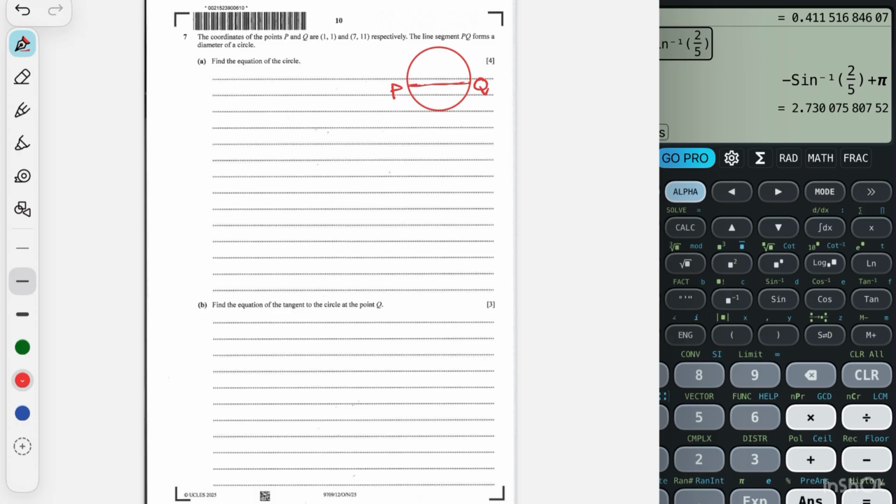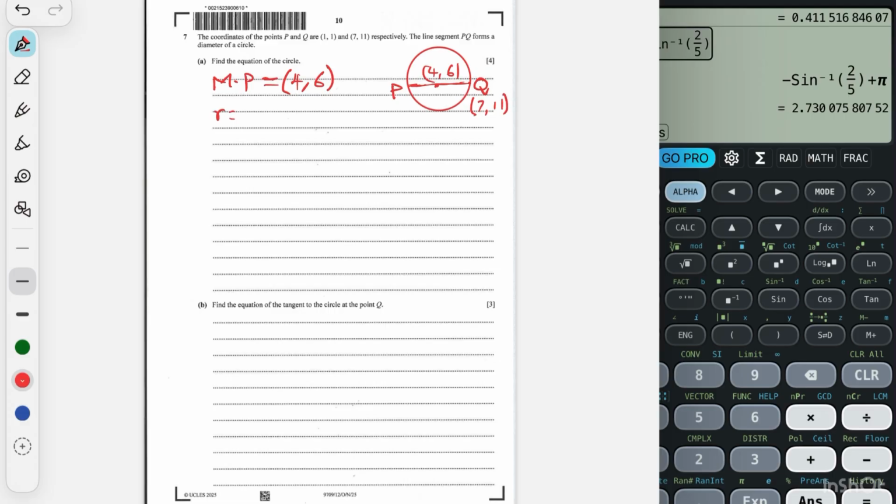So we need the midpoint. The midpoint will be 7 plus 1, 8, 4 plus 6, 10. So 7 plus 1 is 8, 8 divided by 2 is 4, so that's the midpoint. And I also need the distance. So I will just take the distance of 4 comma 6 and 7 comma 11. So that will be the distance.